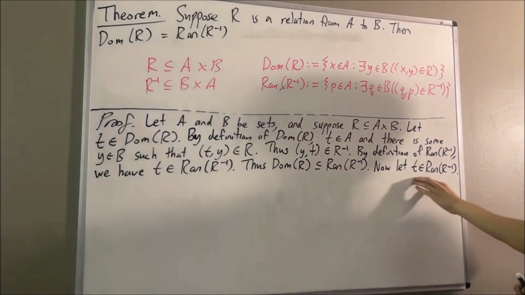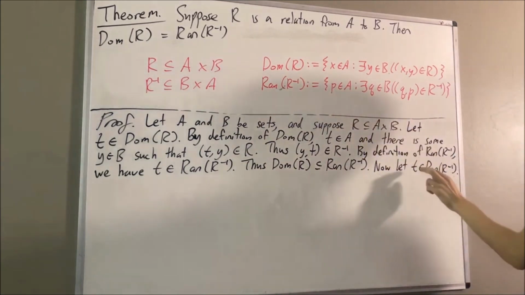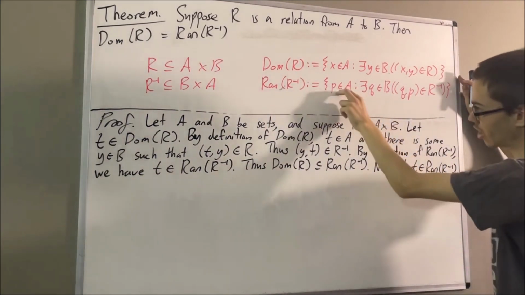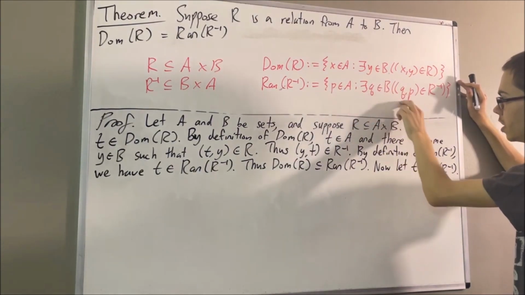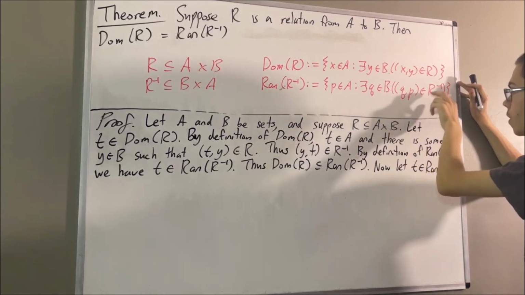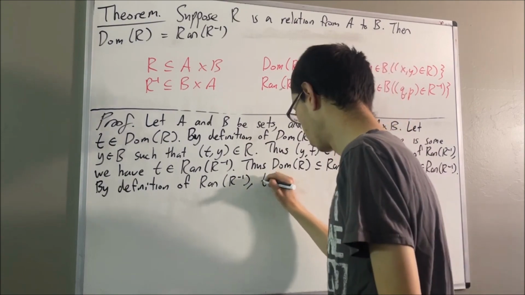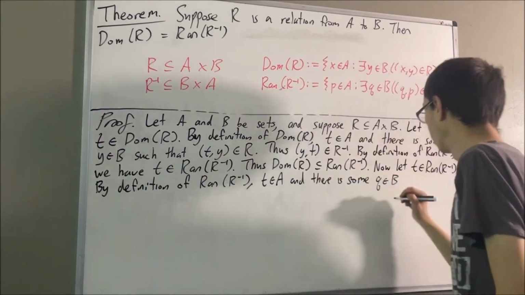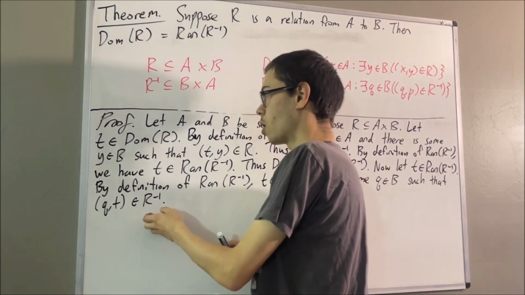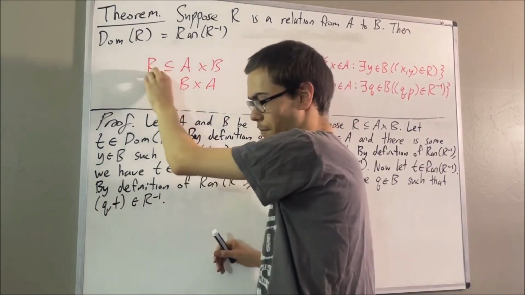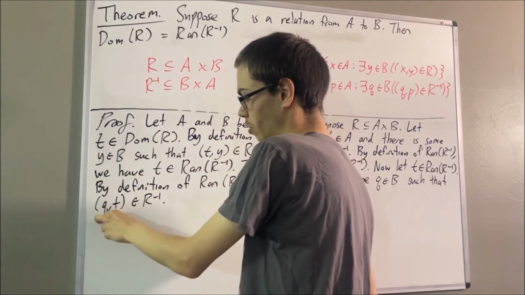What does it mean for T to be an element of the range of R inverse? Well, what it means is we can take the P here, replace it with T. So we have that T is an element of A, and there is some element Q in B, such that (Q, T) is an element of R inverse. But again, R inverse is just the set of all ordered pairs of R where the coordinates are swapped. So really from here, we have that (T, Q) is an element of R.